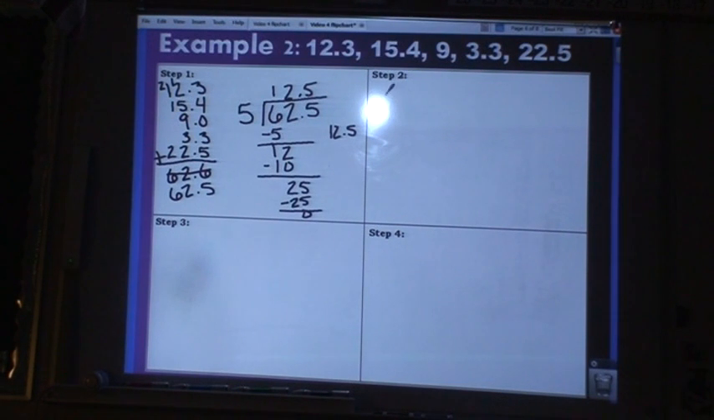Our next step is to find the distance of each of these points from the mean. We're going to have to do a lot of subtracting. If we take 12.5 and we subtract 12.3, we're going to end up with 0.2. If we take 12.5 and subtract 15.4, we're going to end up with a really yucky negative number.